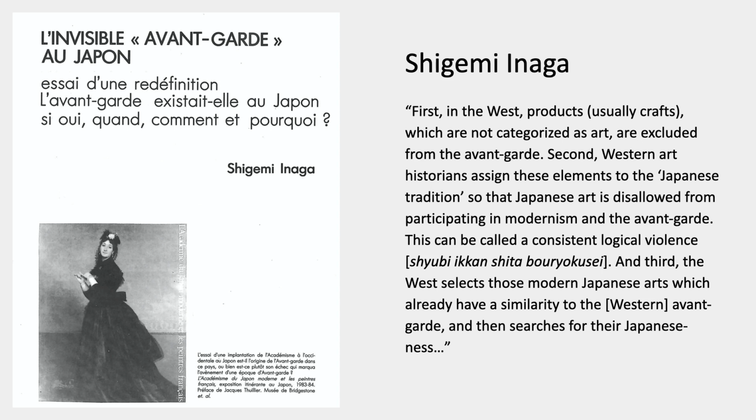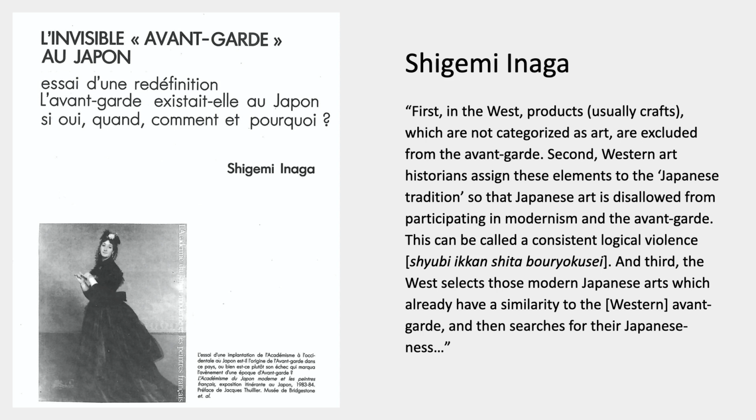Quote, in the West, products, usually crafts, which are not categorized as art, are excluded from the avant-garde. Western art historians assign these elements to the Japanese tradition, so that Japanese art is disallowed from participating in modernism and the avant-garde. This can be called a consistent logical violence. And the West selects those modern Japanese arts which already have a similarity to the Western avant-garde and then searches for their Japaneseness. That's a particularly wonderful observation there, that last sentence.